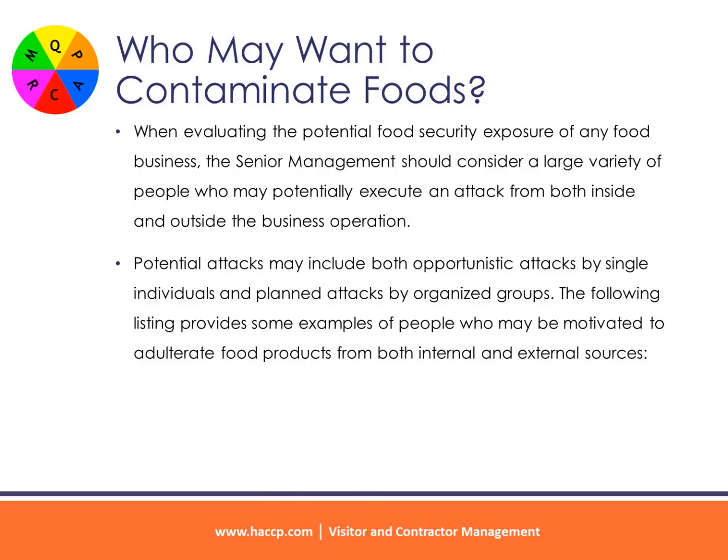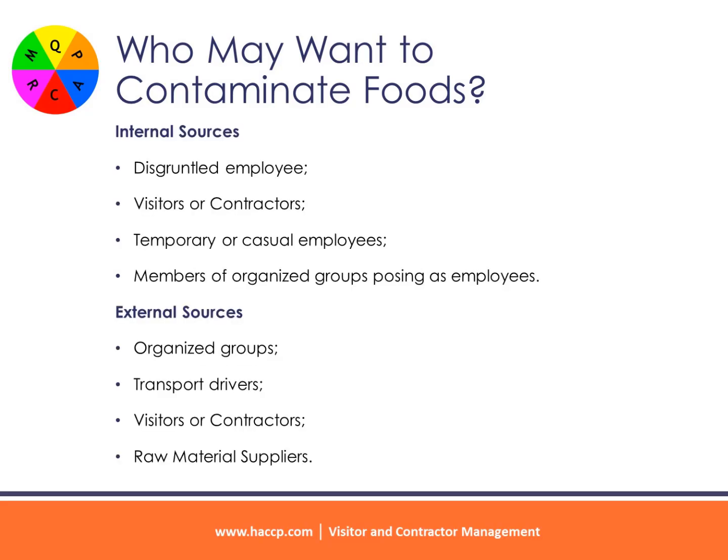When evaluating the potential food security exposure of any food business, the senior management should consider a large variety of people who may potentially execute an attack from both inside and outside the business operation. Potential attacks may include both opportunistic attacks by single individuals and planned attacks by organized groups. The following listing provides some examples of people who may be motivated to adulterate food products from both internal and external sources. Internal sources: disgruntled employee.